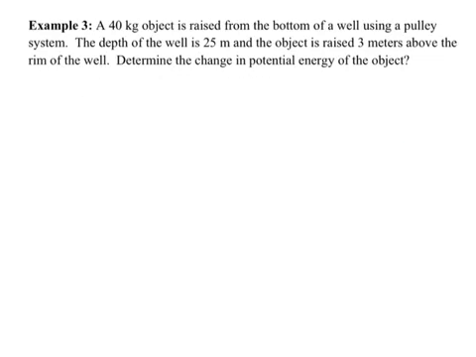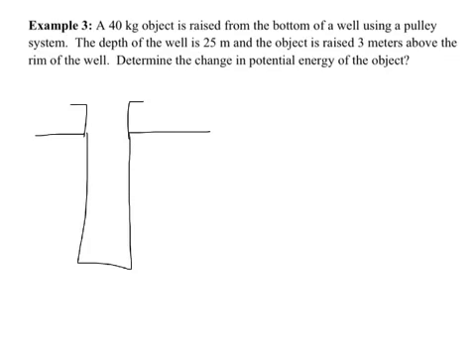So example 3 says a 40-kilogram object is raised from the bottom of a well using a pulley system. The depth of the well is 25 meters, and the object is raised 3 meters above the rim of the well. Determine the change in potential energy of the object. So it doesn't matter where the ground is again here. Let's say this is our well. Even if the ground is right here, so the well is sticking out, and then the well goes down another certain distance. So let's draw the well going down into the ground. We know that the depth of the well is 25 meters, and then the object is raised another 3 meters above the rim of the well.